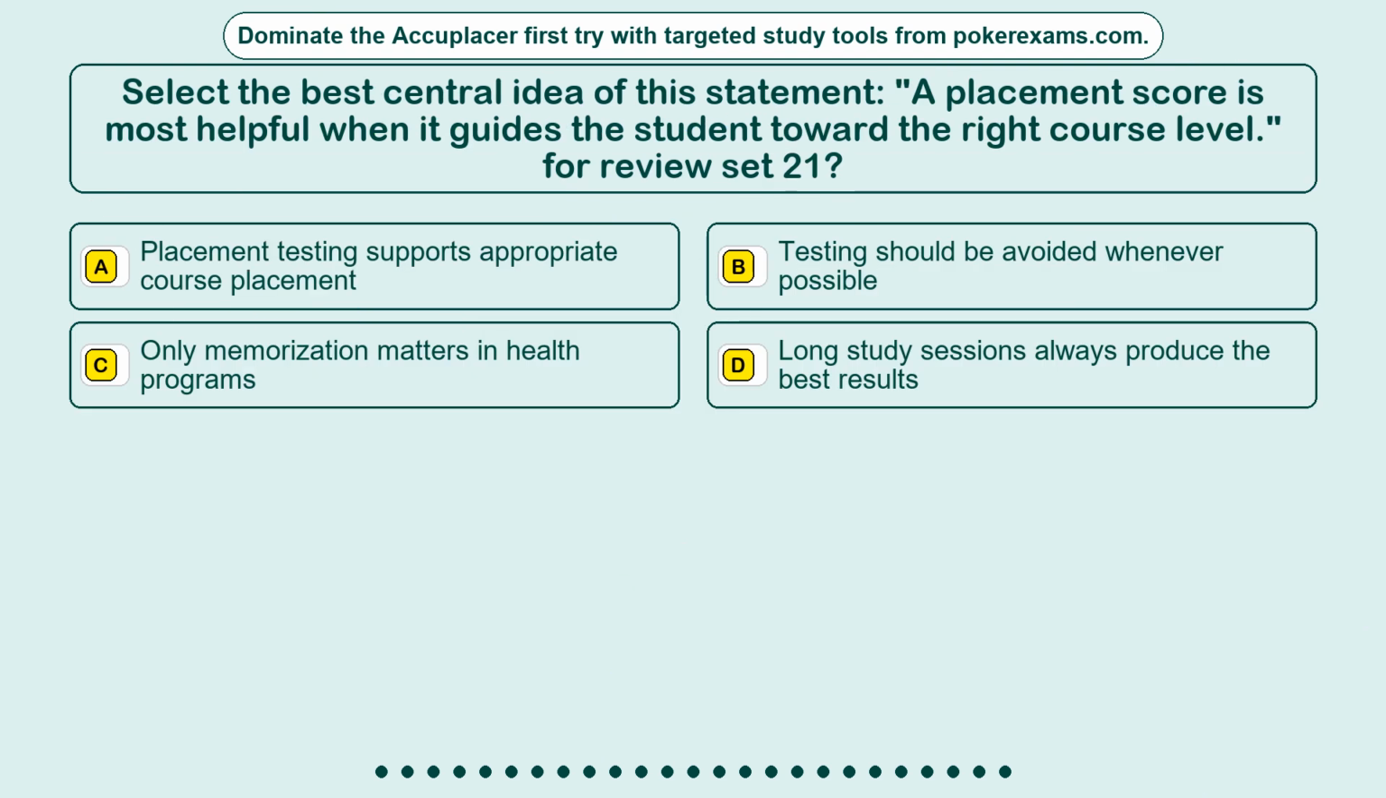Question 13. Select the best central idea of this statement. A placement score is most helpful when it guides the student toward the right course level. For review set 21. Option A, placement testing supports appropriate course placement.